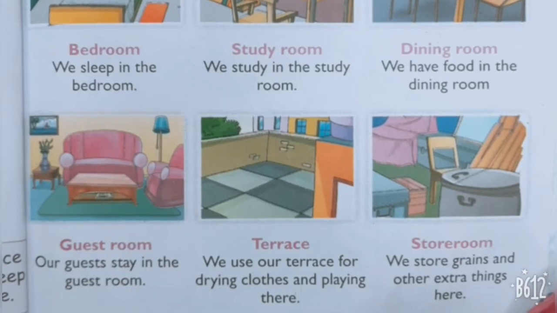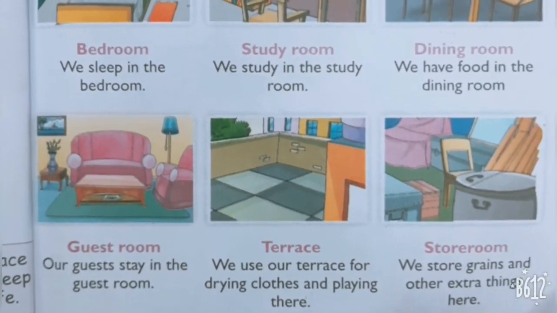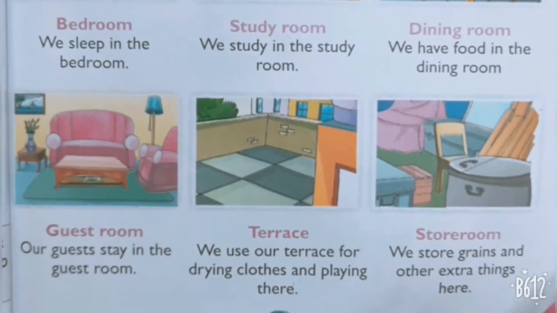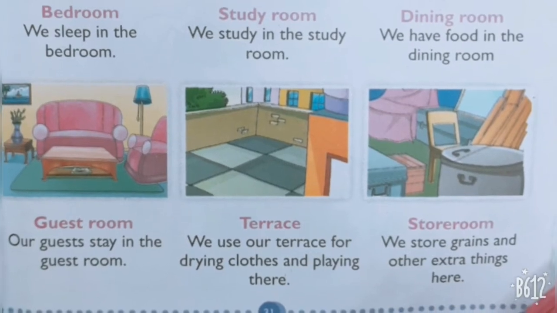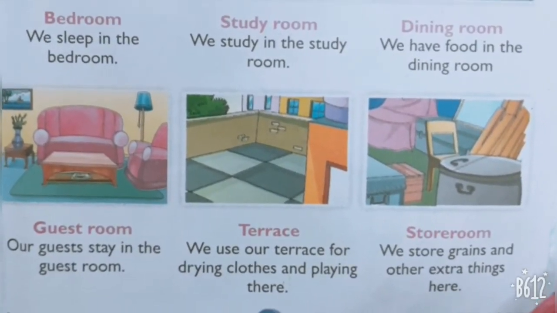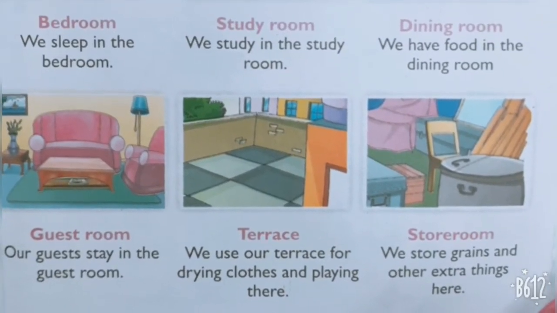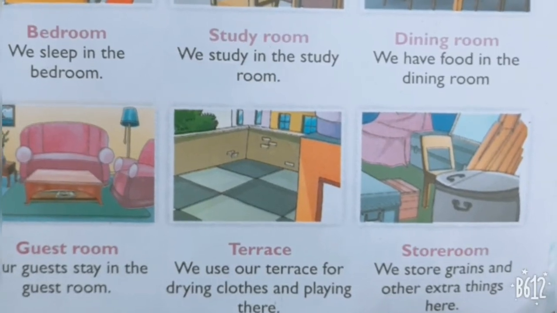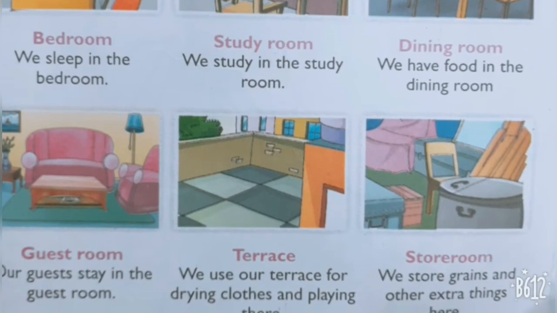Now come to guest room. Our guests stay in the guest room. Whenever any guest comes to our house, we give them a special room to stay, and that room is called the guest room. Then we have a terrace. What do we do on the terrace? We use our terrace for drying clothes and playing there. Children, you play on the terrace sometimes, but you have to be very careful while playing there.